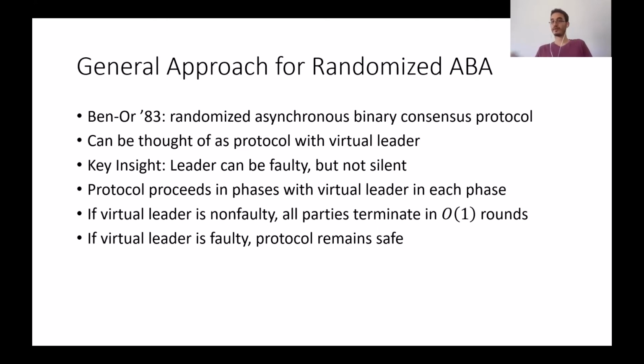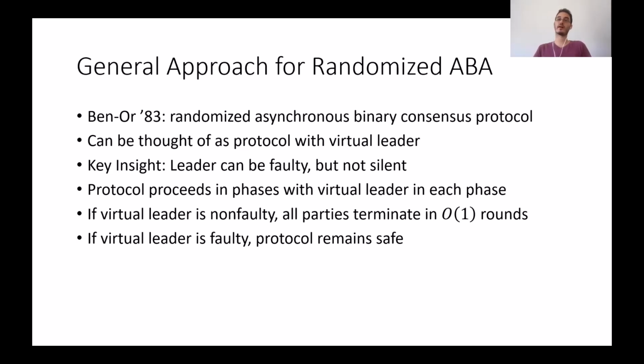The protocol proceeds in phases with a virtual leader in each phase. Now, if in a given phase, the virtual leader is non-faulty, then all parties terminate in a constant number of rounds, essentially in that phase. Otherwise, the virtual leader might be faulty. It might, let's say, send 0 to some of the parties and 1 to the rest of them. In that case, the protocol always remains safe. And by safe here, we mean that if a value x was output sometime in the past, then no other value y is going to be output in any future view.